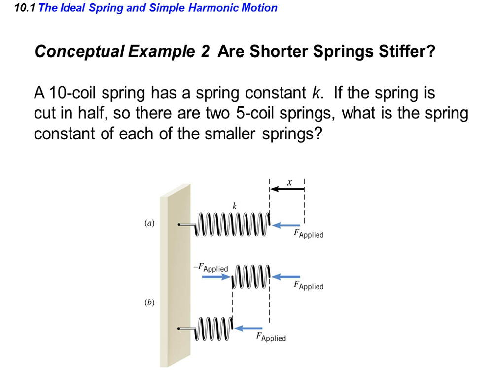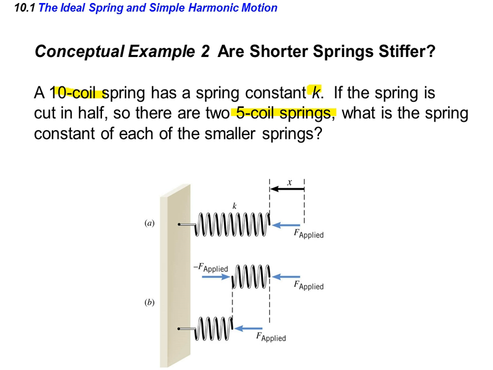This conceptual example here is a very simple one at the surface, but is very difficult to understand and remember. It's kind of counterintuitive. So let's think about a spring that has 10 coils. When I'm talking about 10 coils, I mean the turnarounds that we have in this spring. So how many times do we curl around in a circle? We have 10 of those in a particular spring with a spring constant of K. Well, if this spring is cut in half, so half of 10 is 5, now we have 2 springs that are 5 coils apiece. What is the spring constant of each of the smaller springs?